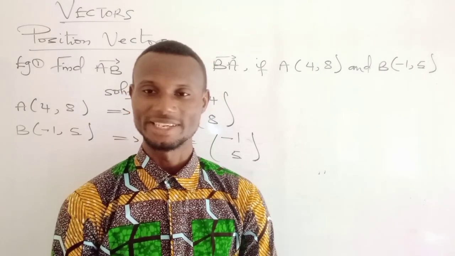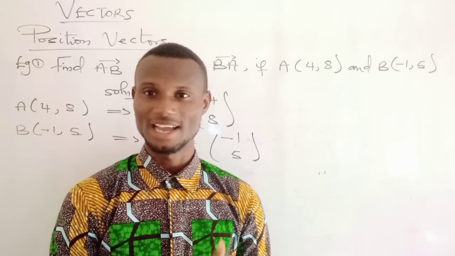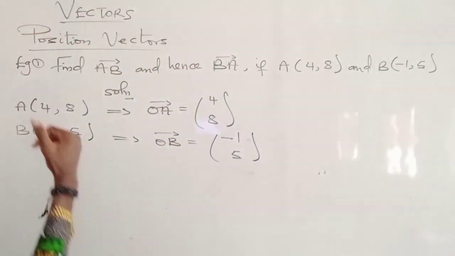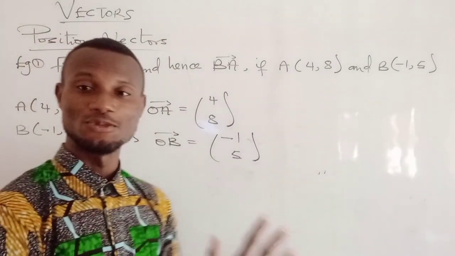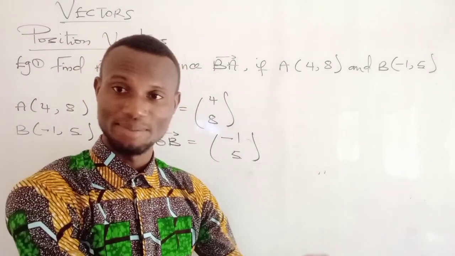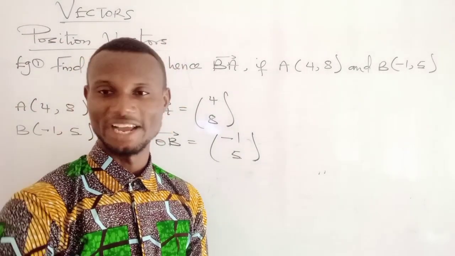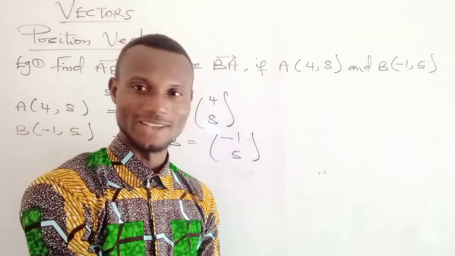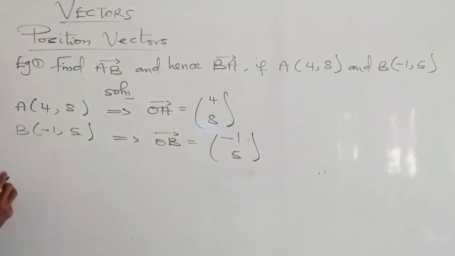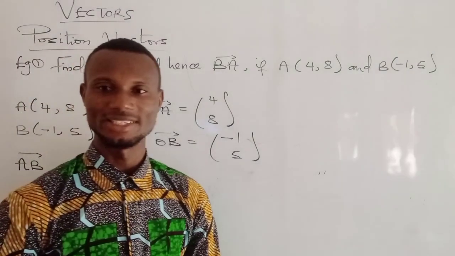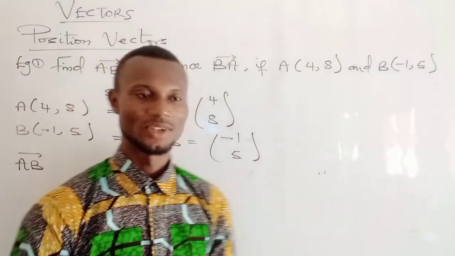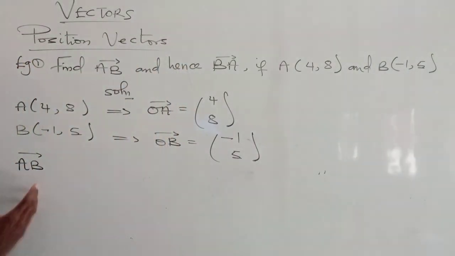Now let's proceed and look at what the question is asking us to do. The question says we should find AB and hence BA. So we are going to find the vector AB first. Then afterwards we proceed and find the vector BA as well. So when I take my AB, that's what the question is asking me to find. There's a rule that governs how we find vectors like this, and I'm going to show you.